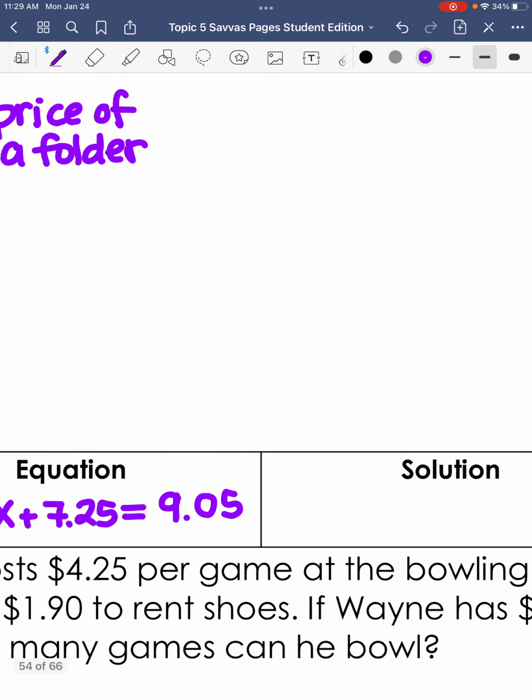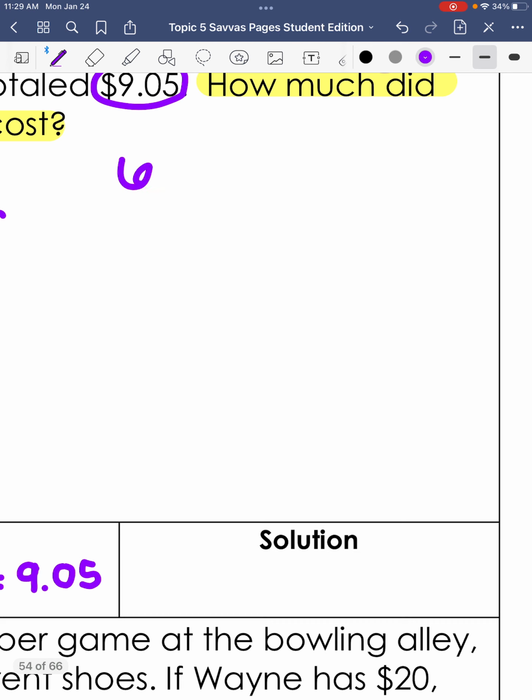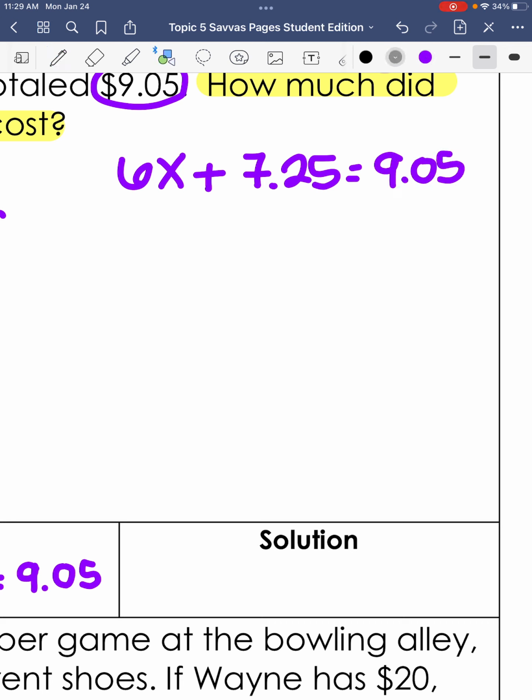So we're going to go ahead and rewrite it and solve it over here. 6x plus $7.25 equals $9.05. I'm going to go ahead and draw my line down my equal sign to help me see that whatever I do on one side, I must do on the other. Now, to get x by itself, I'm going to work my way away from the x, in close towards the x. So I'm going to start by subtracting 7.25 on both sides.